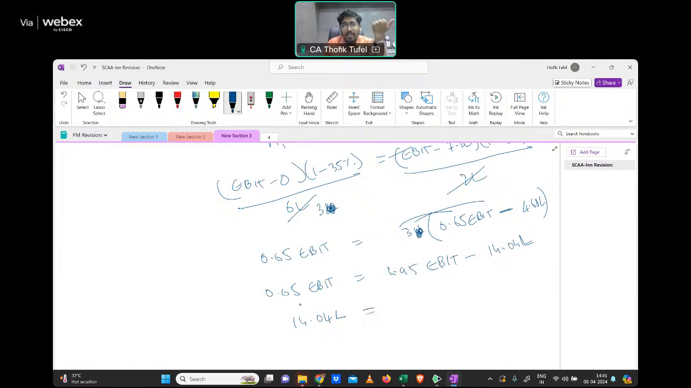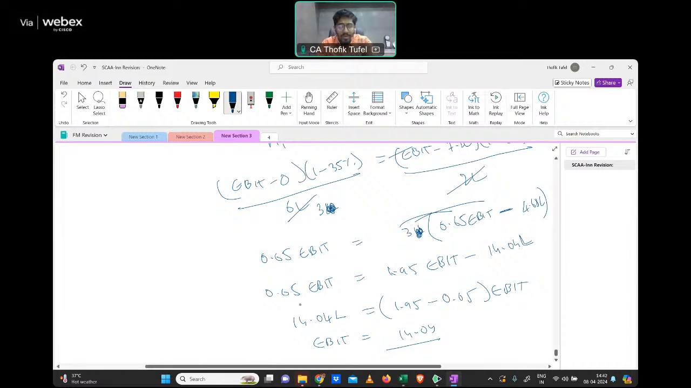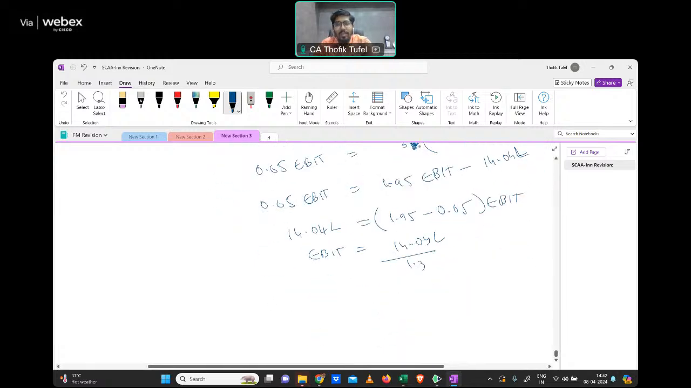Now what is the next one? Next one is 0.65. So which means 1.95 minus 0.65 into EBIT. That is what I'm doing. So which means EBIT is equal to 14.04 divided by 1.95 minus 0.65. You're getting 1.3. So 14.04 lakh divided by 1.3. So your EBIT is equal to 14.04 divided by 1.3. It is 10.8 lakhs. So EBIT indifference point is equal to 10 lakh 80,000.